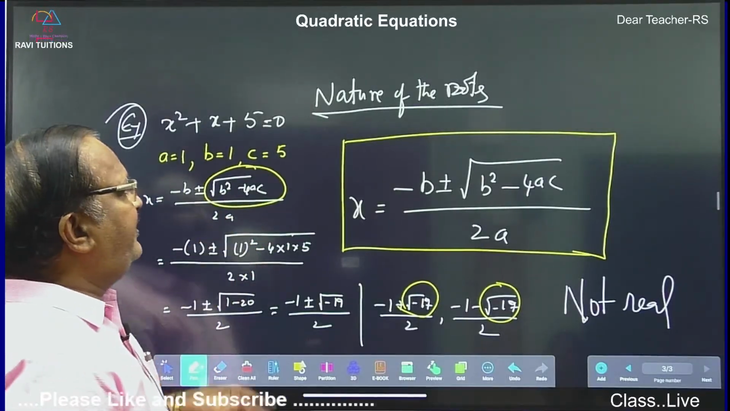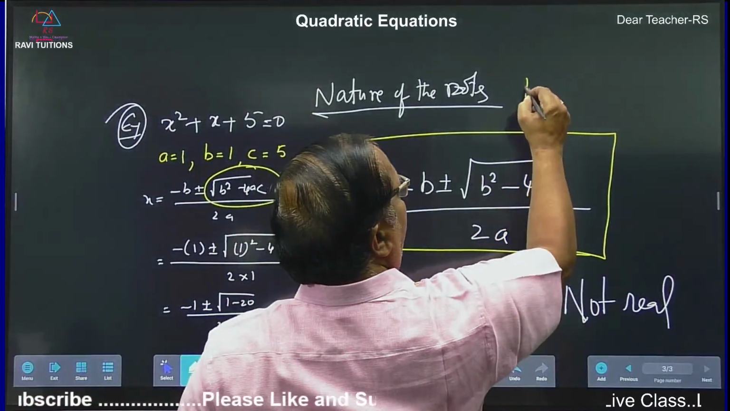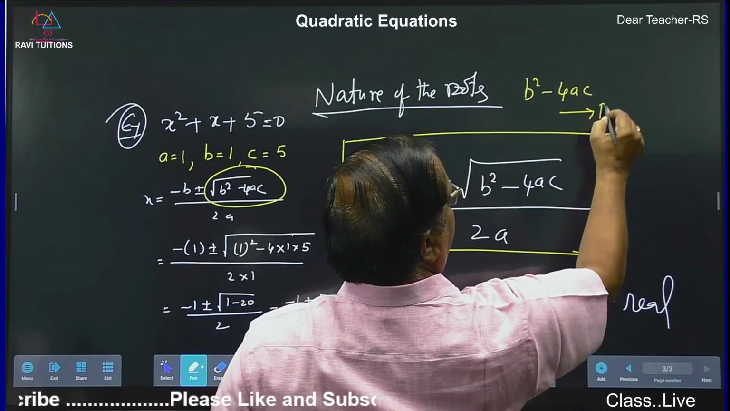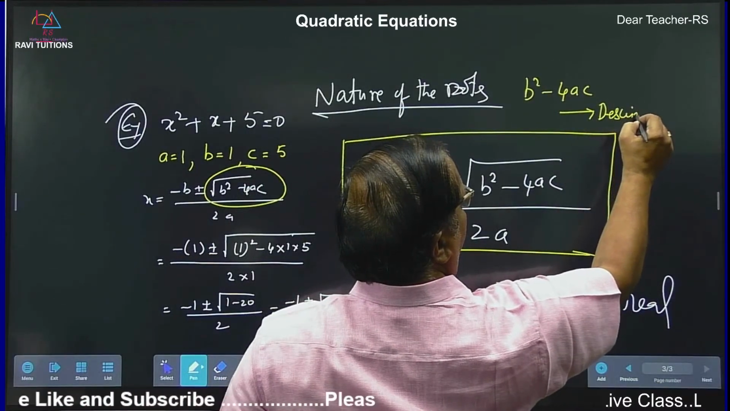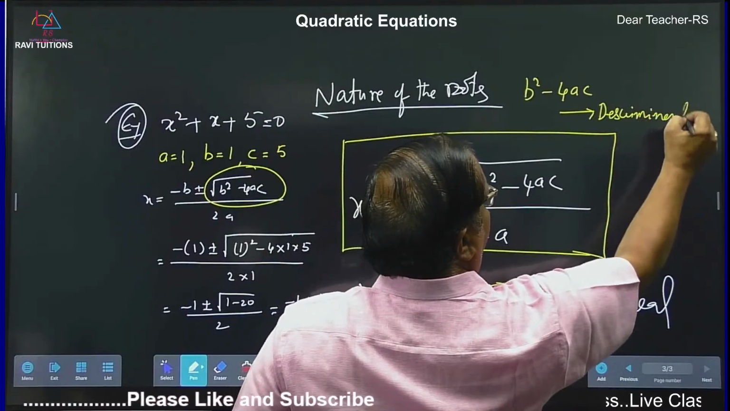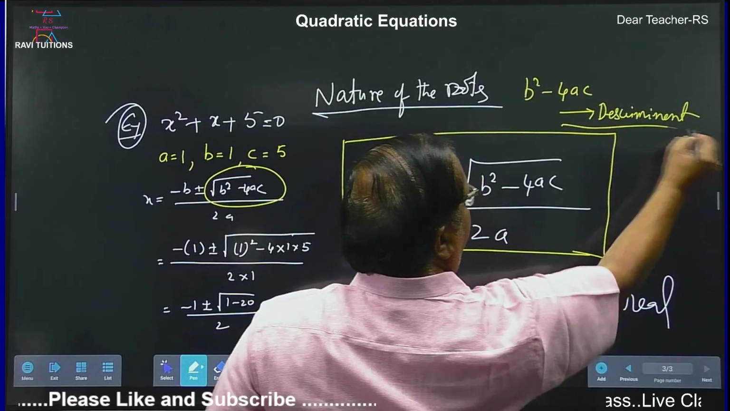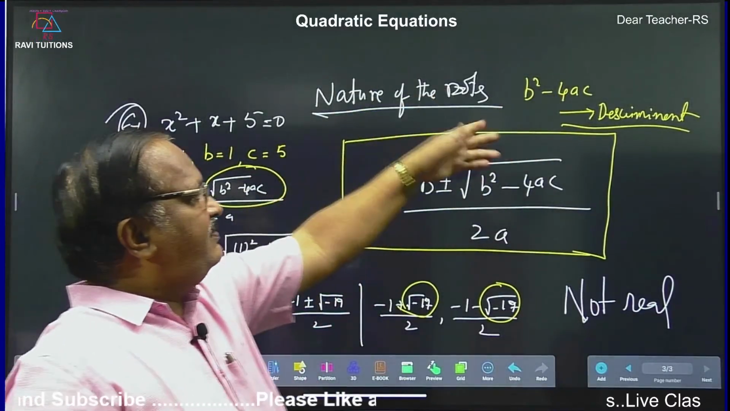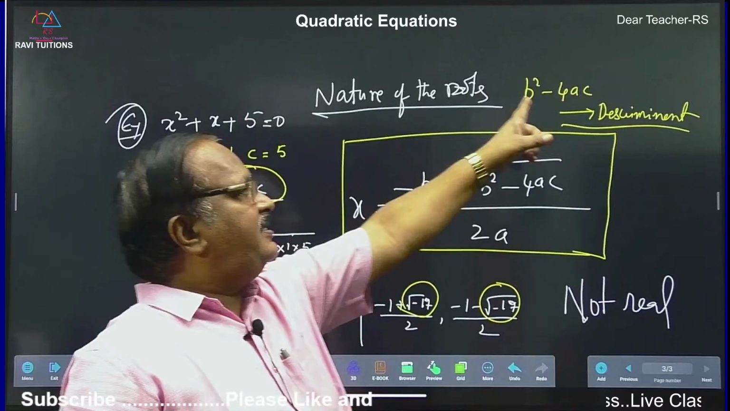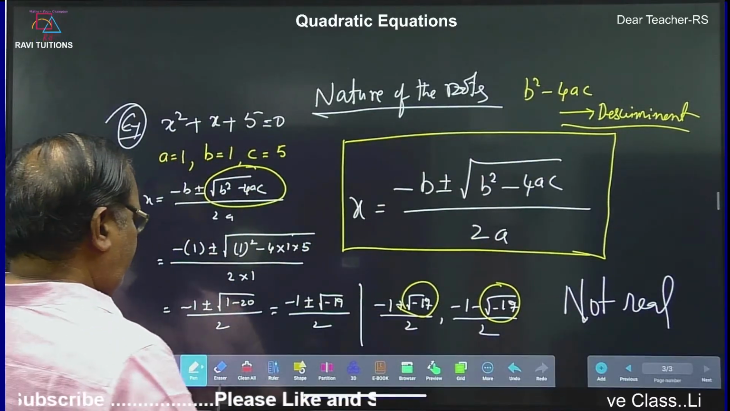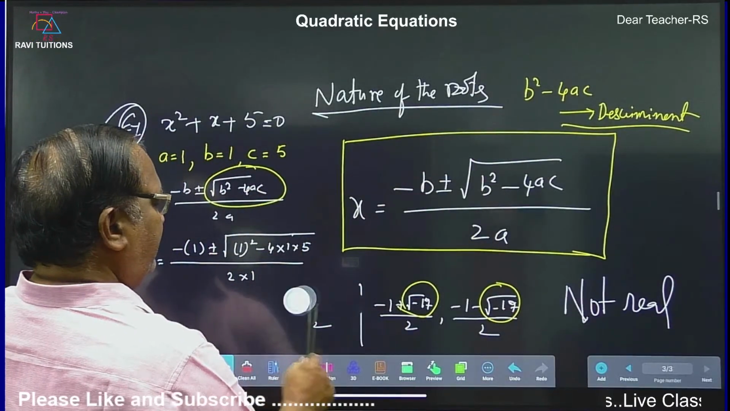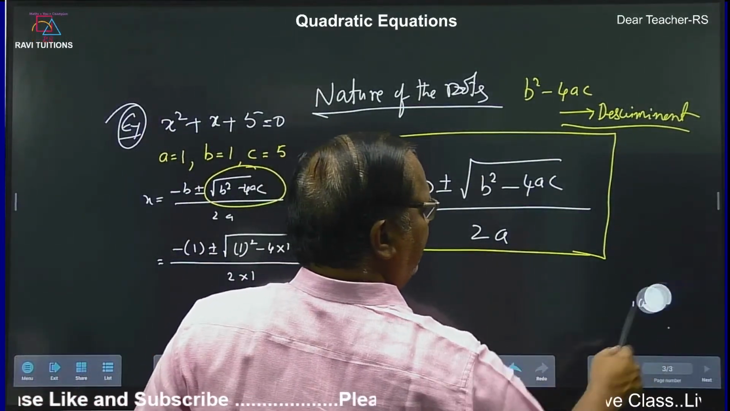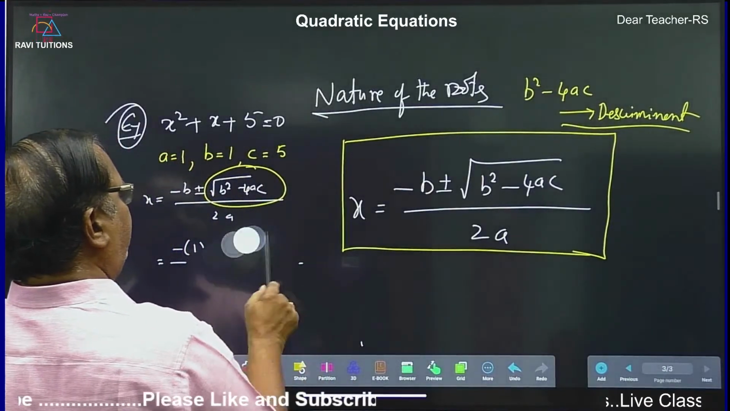So this b square minus 4ac we call it the discriminant, because we describe the roots based on this b square minus 4ac. That is why we call it a discriminant. I am not going to rub this formula, because this formula only will take you to the nature.